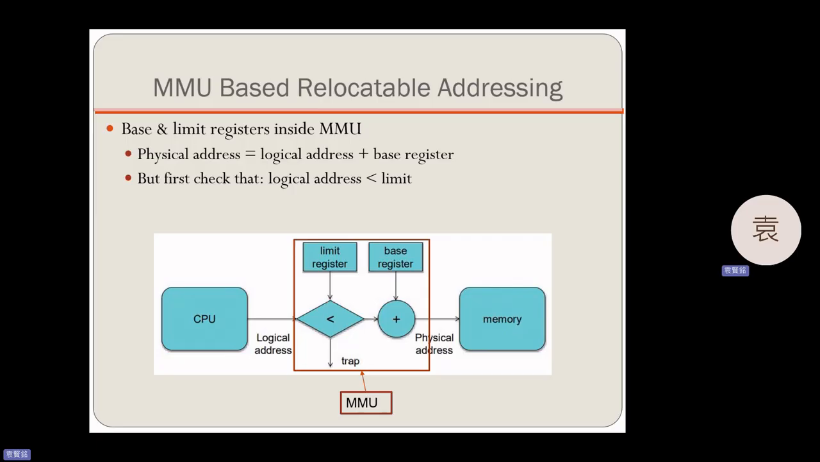If it is within the range, the base register value will be added and the result sent to the system bus. The memory module will use this physical address. So that's just a simple, basic memory unit with only two special hardware registers.